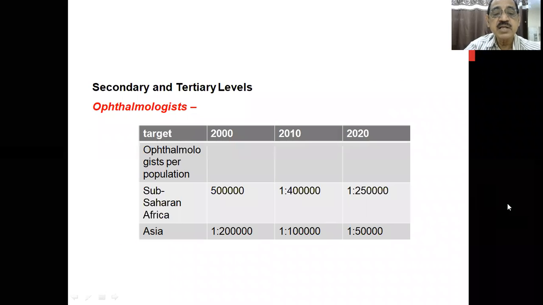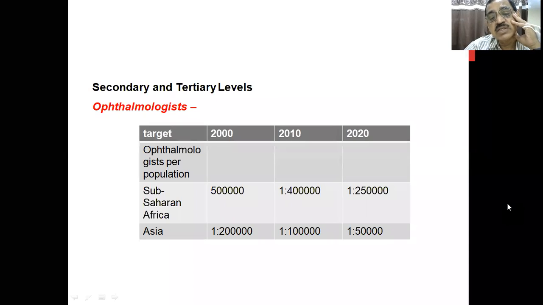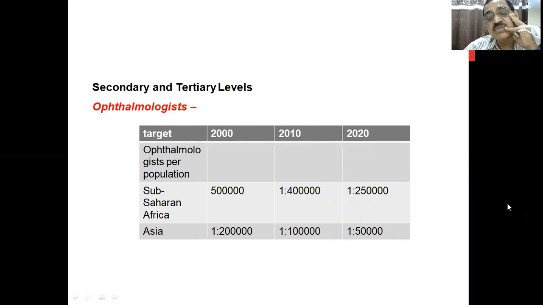So secondary and tertiary levels, ophthalmologists. Normally the target we have is ophthalmologists per population. Sub-Saharan Africa in 2000, it is 1 in 5 lakh population. There used to be 1 ophthalmologist per 5 lakhs. In 2010, it has increased to 1 ophthalmologist per 4 lakh population. And in 2020, it is 1 ophthalmologist per 2 lakh 50,000 population. In Asia, the situation is a little better. In the 2000s, we have 1 ophthalmologist per 2 lakhs.